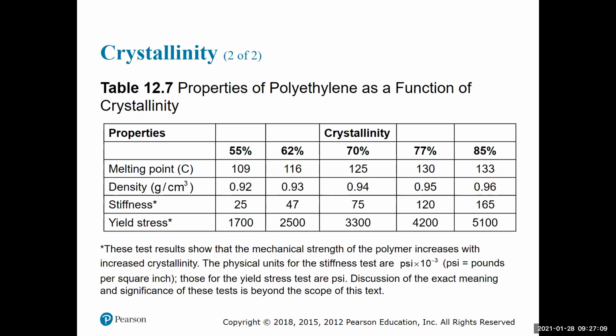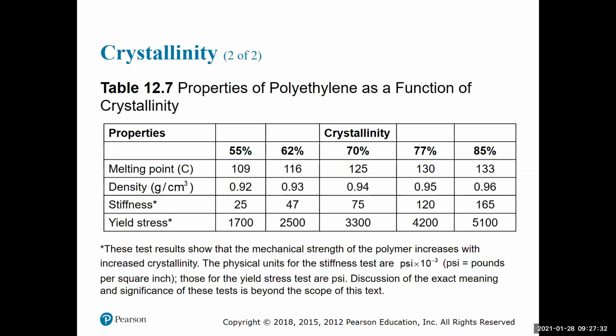When we talk about the crystallinity, here we see percentage of crystallinity going from 55% to 85%. So in other words, increasing that order for whatever polymer this is. Okay, in this case, it's polyethylene. And what we see is that melting point goes up.